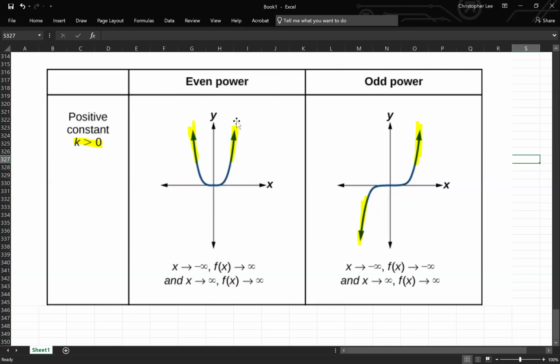For an odd power, as x approaches negative infinity, f of x is going to negative infinity. So as we're going to the left, x is getting smaller, the graph is going to negative infinity, it's going down. And on the flip side, as x is going to infinity, the x's are getting bigger, and the y values are also going to infinity. So that's for an odd power. Think of x to the third power, odd. Think of x to the second power, that's even. Okay?